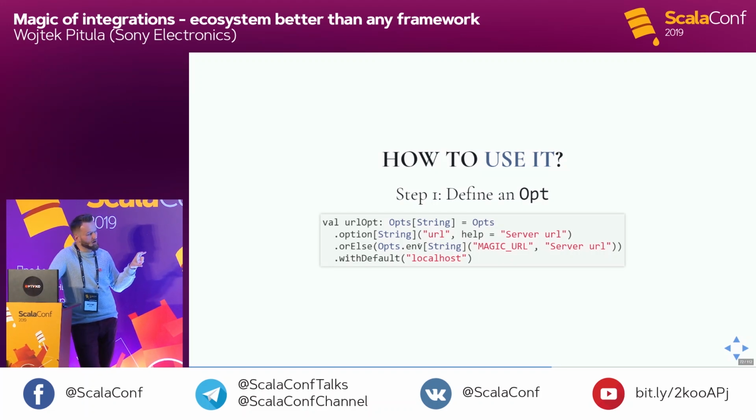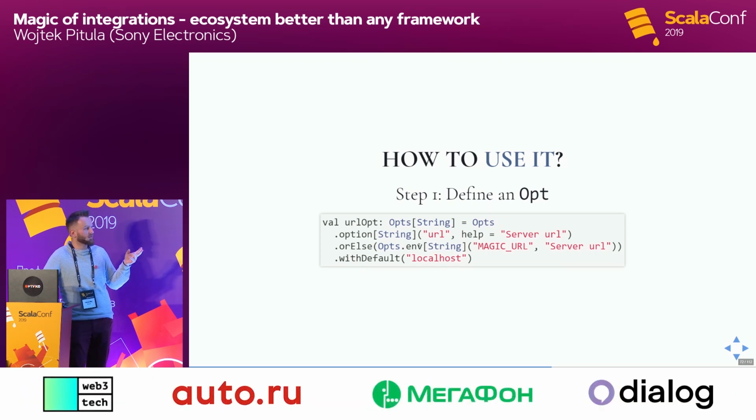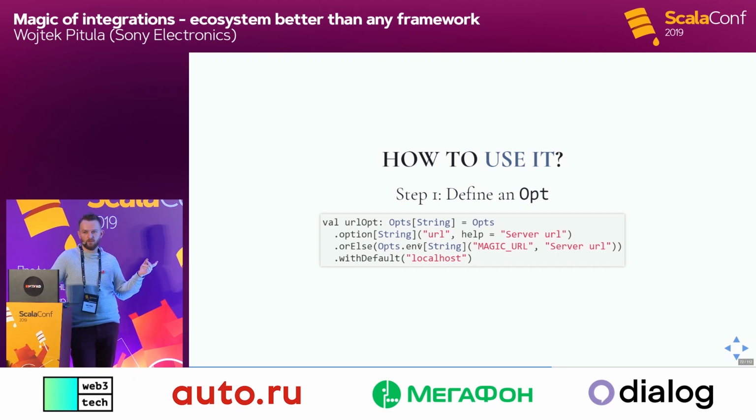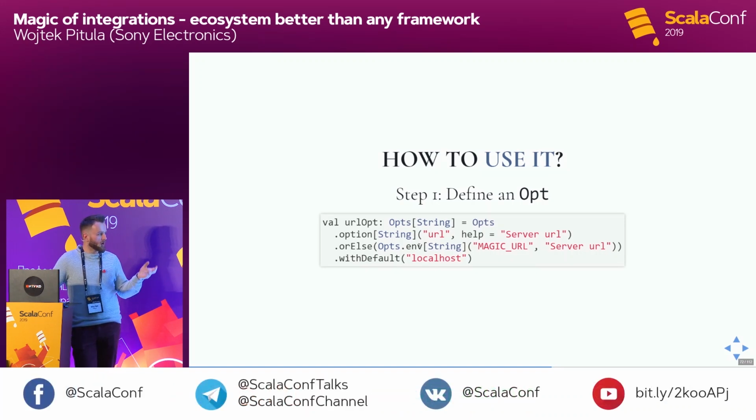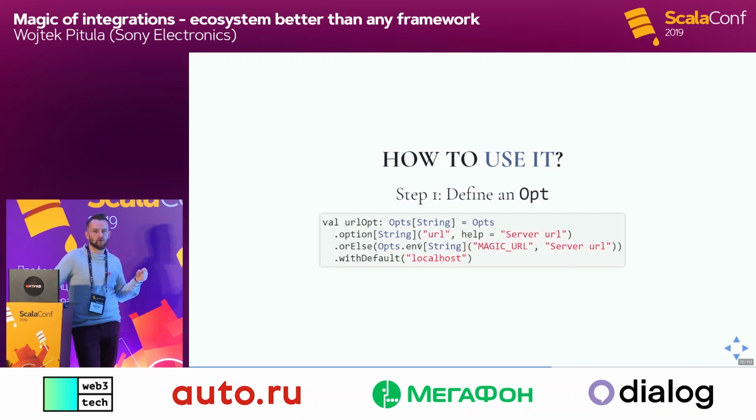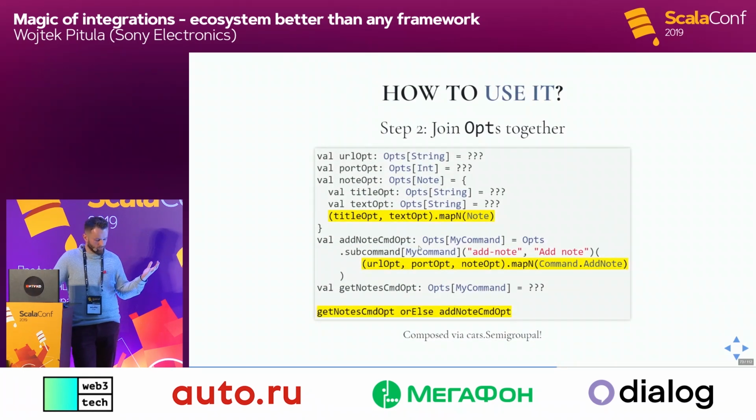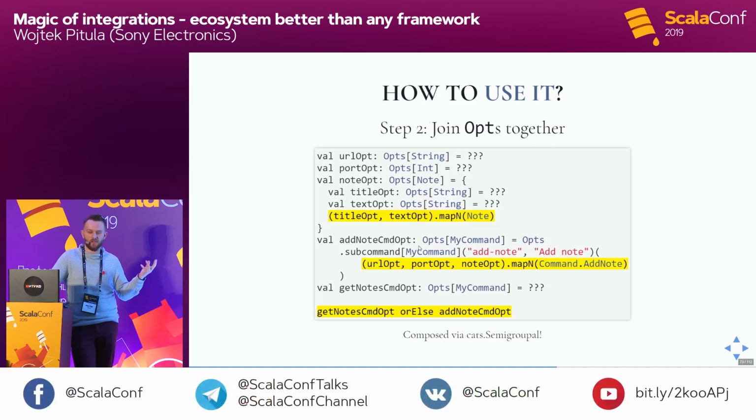If it reminds you of Scopt, it's a good thing, because it's very, very similar. We say that we want to take the option from the console arguments, the URL option. So it will be two dashes, URL, and the argument. The argument should be of type string, so no conversion is needed. Otherwise, if it's not present, try the environment variable. And if it's also not there, fall back to localhost. Then you need to define those for everything, so URL, port, title, text, and then you join these things together.